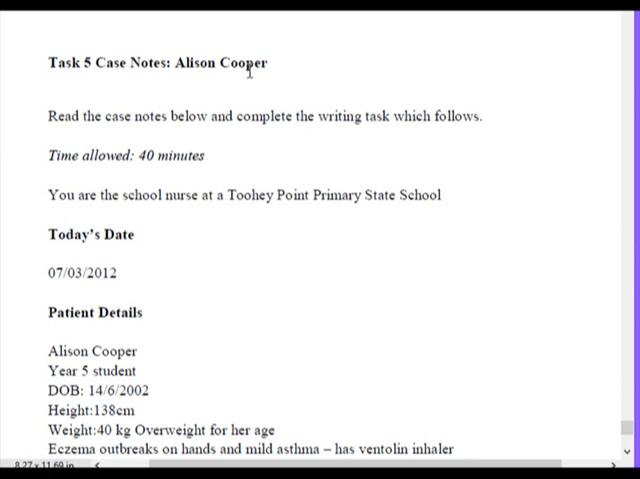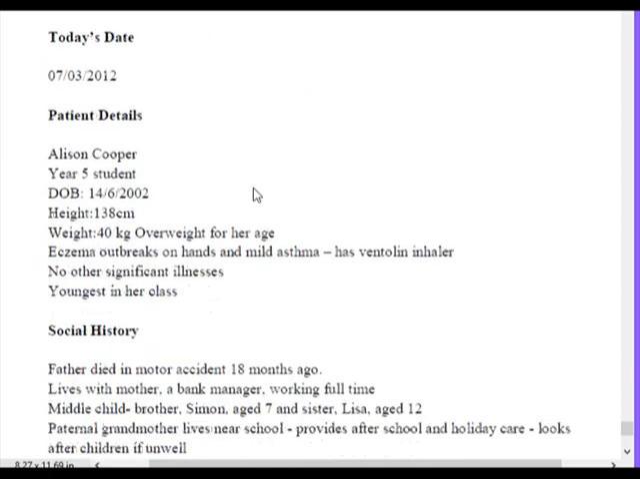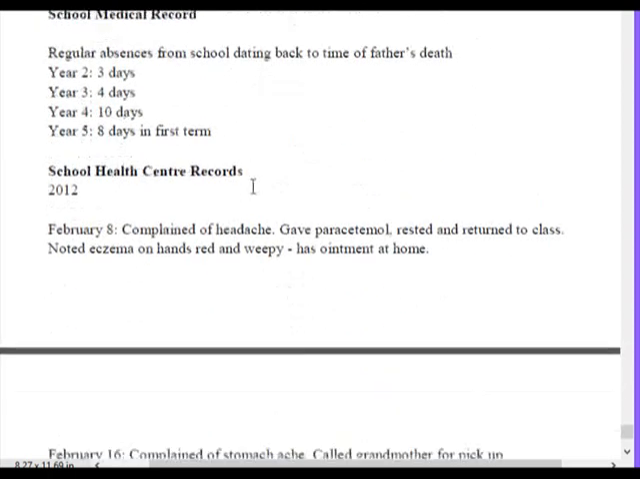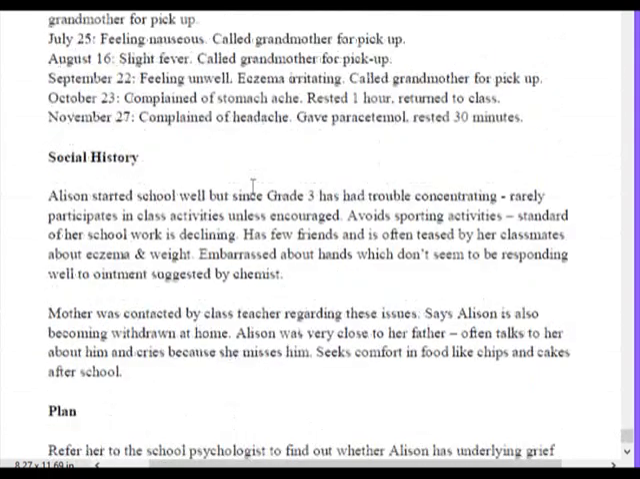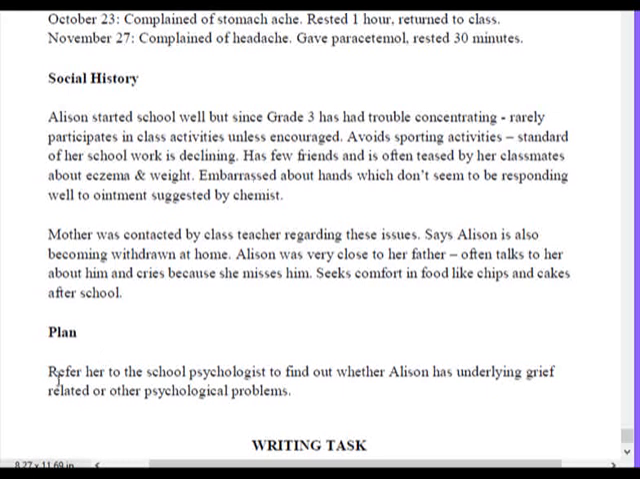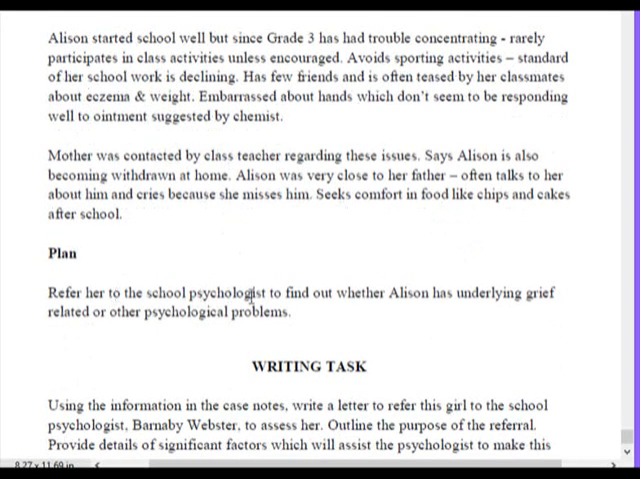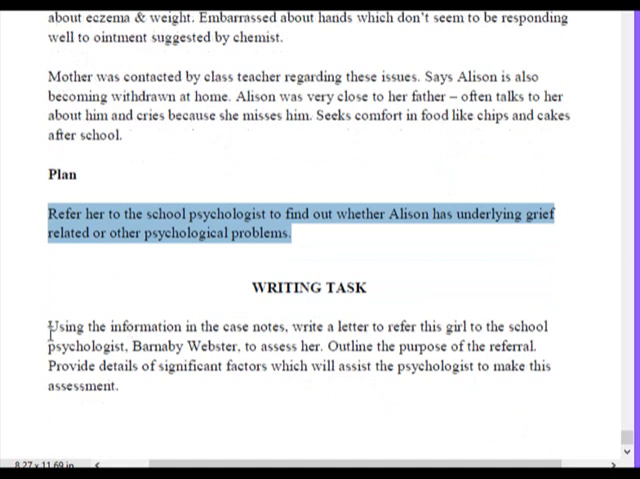Alright, let's go ahead with Alison Cooper's case notes. First thing that we do is try to find out why we are writing the letter. And yes, here is the plan. It says refer her to the school psychologist to find out whether Alison has underlying grief related or other psychological problems. So this is the reason why you're writing the letter.